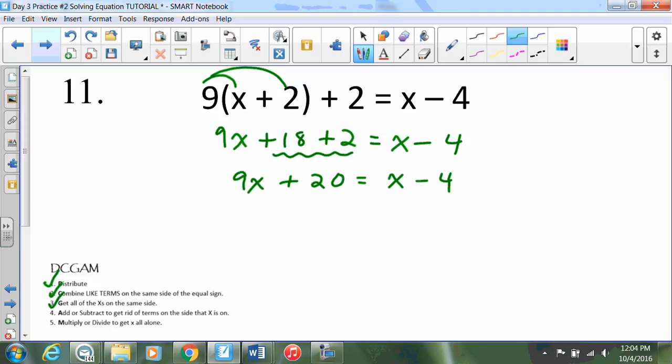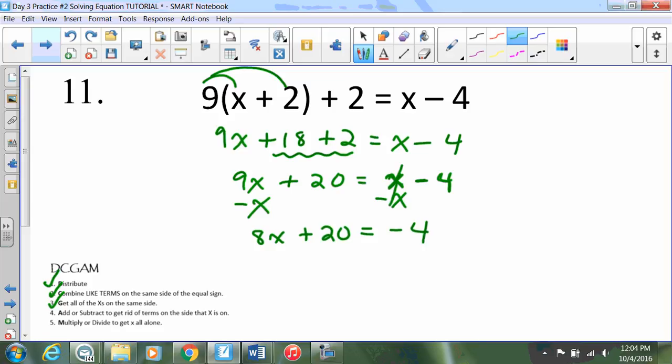Get the x's on the same side. I see that I have a positive x here. That negative sign belongs to the 4. So if I want to get rid of a positive x, I subtract the x from both sides to move it. So 9x minus an x, that gives me 8 x's. I'm going to rewrite everything else. X minus x, gone. I'm going to bring down the negative 4.